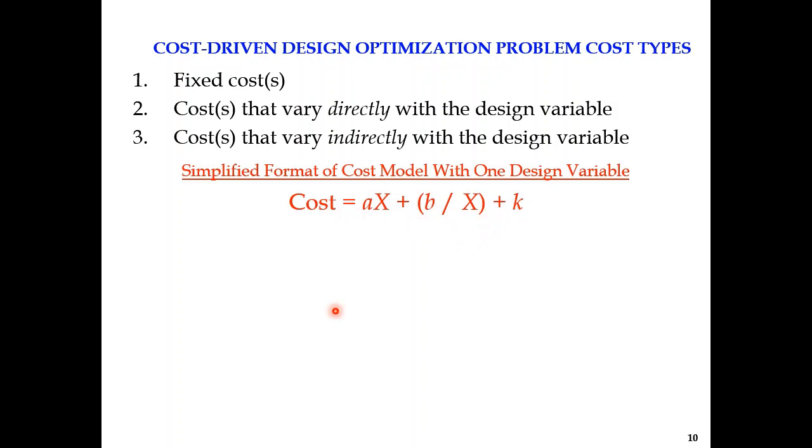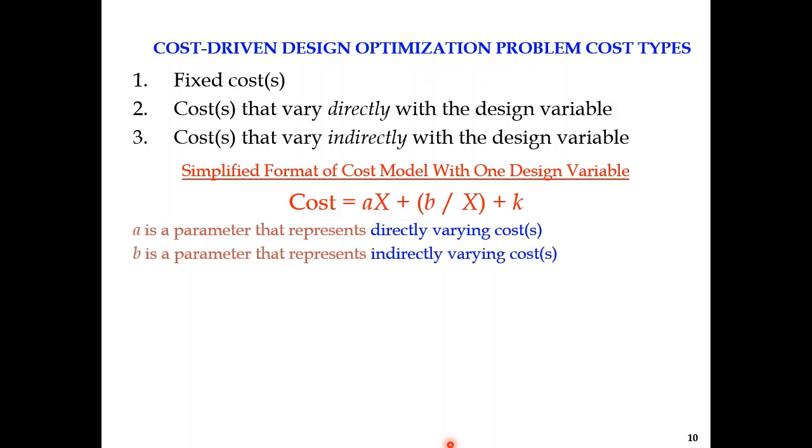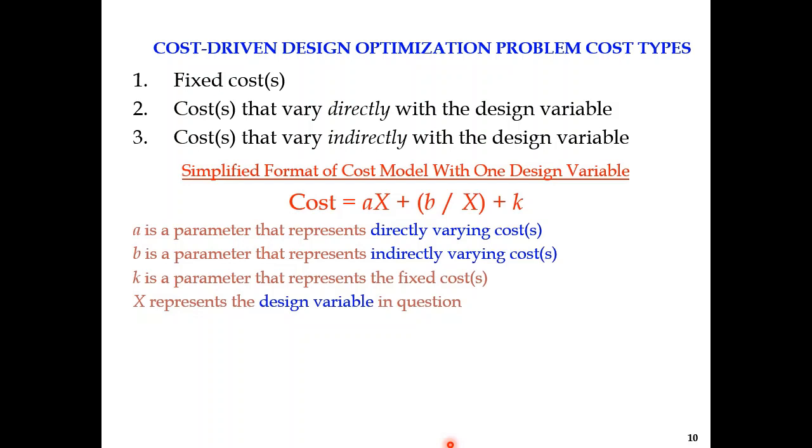Of course, we may have alternative types, alternative formulas. And here, a and b are just constants, depending on the problem parameters. So a represents a parameter for directly varying costs. b represents a parameter for indirectly varying costs, and K represents the fixed cost. Here, x represents the design variable, and we want to optimize its value. We want to find the value of x that minimizes the cost.